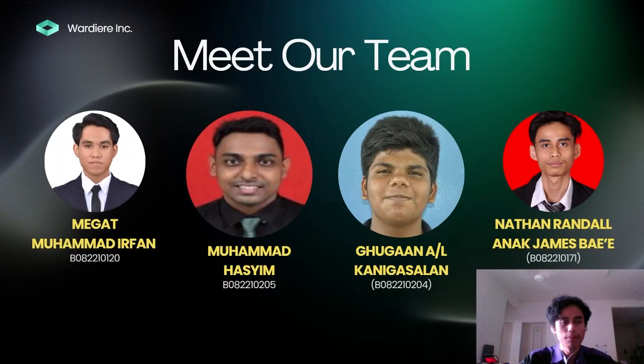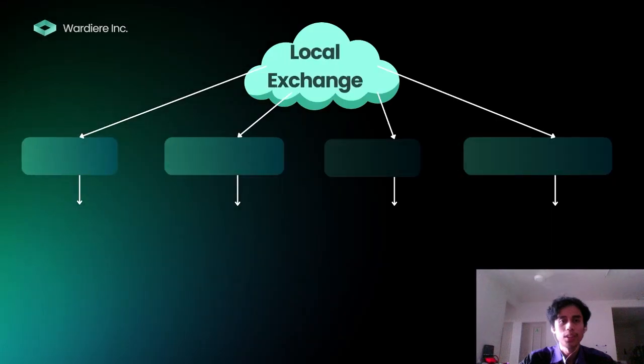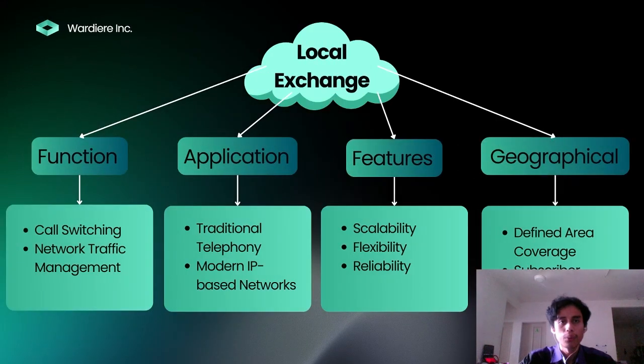So here are our team members. We have Magat Mama Irfan with matric card number B0822102120, Mama Hashim with matric card number B0822102205, Google Analaki Kanigasalan with matric card number B0822102204, and Natarenda Najas Bai with matric card number B0822101001.